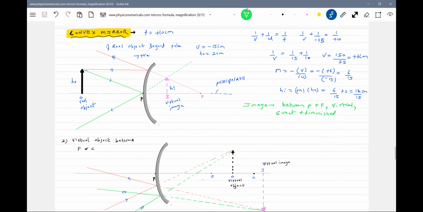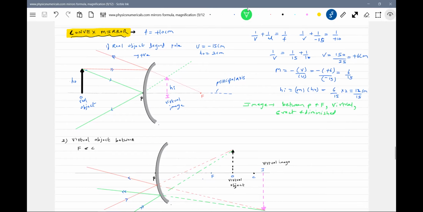Okay, fine. So this is the first condition. Now you do one thing. Change this minus 30, minus 60, like this, keep increasing. Start moving this object away from the pole. What should happen? As this distance increases, V will definitely further decrease. Mathematically try to analyze. So finally, when U is infinity, where will V be? V will be at focus.